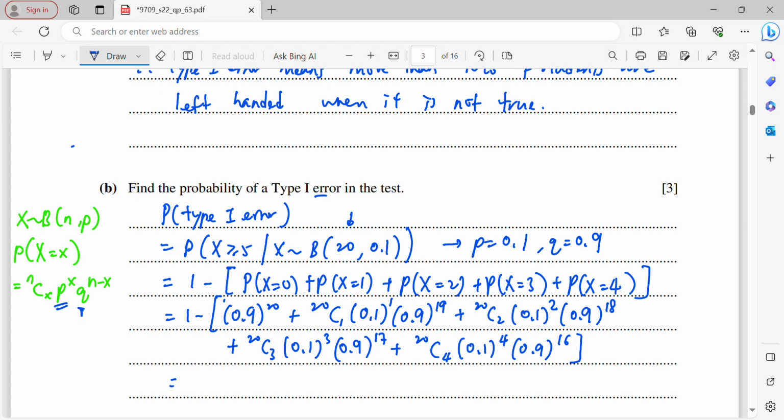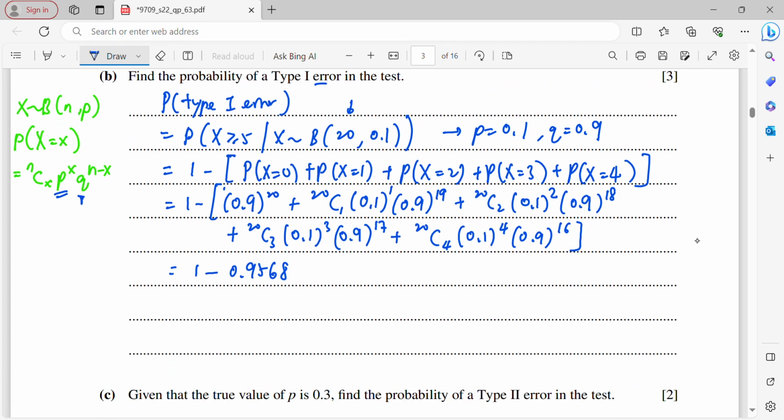Plus 20C4, 0.1 to the power 4, 0.9 to the power 16. Okay, then from here I will get 1 minus 0.9568. Then at last your probability is going to be 0.0432. So that is the type 1 error probability.